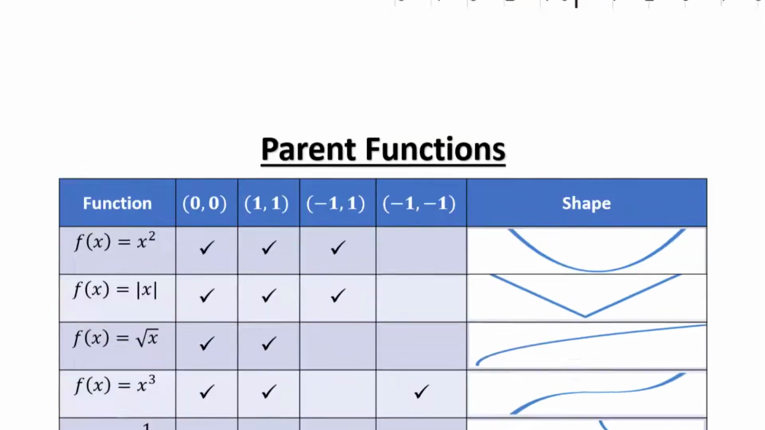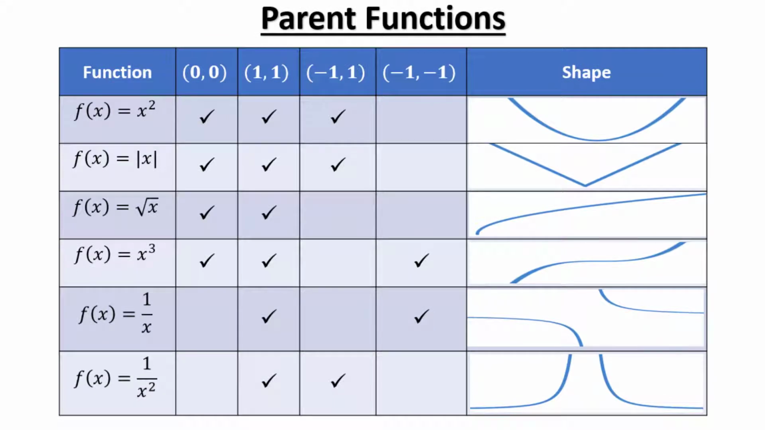The functions I have introduced here are what are called the parent functions. They are the most basic form of the function. All 6 have the key point of 1, 1, and most of them have 0, 0. This table is a good reference for you to come back to when considering these 6 important parent functions.